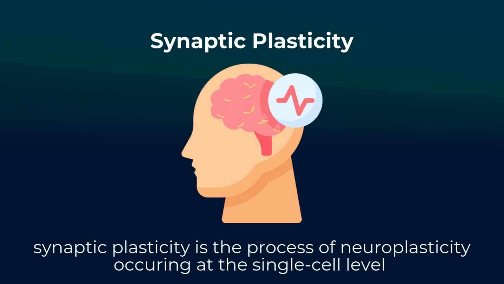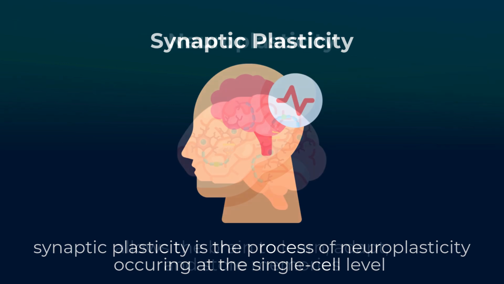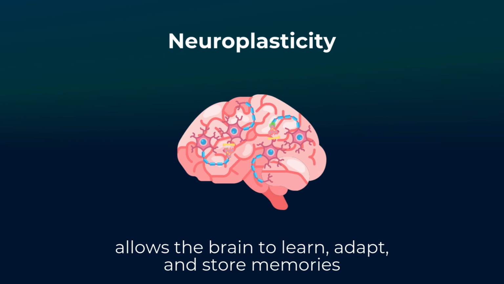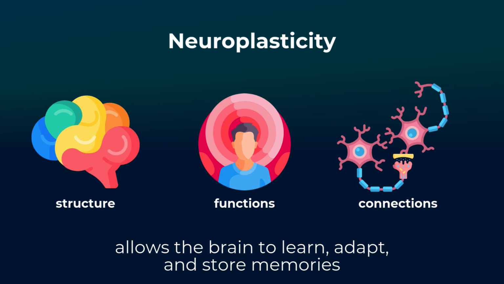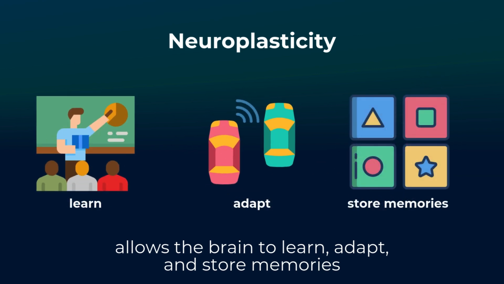For context, synaptic plasticity is the process of neuroplasticity occurring at the synaptic level. Neuroplasticity can be considered as a superset of synaptic plasticity and is the brain's capacity to reorganize its structure, function, and connections, which allow the brain to learn, adapt, and store memories.